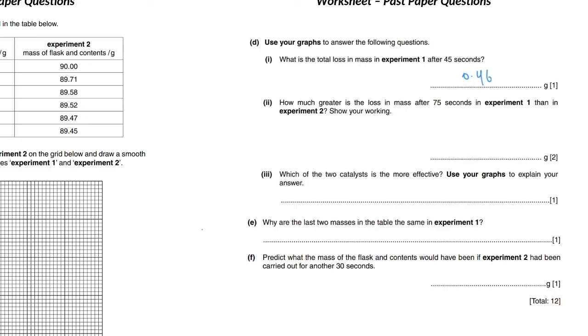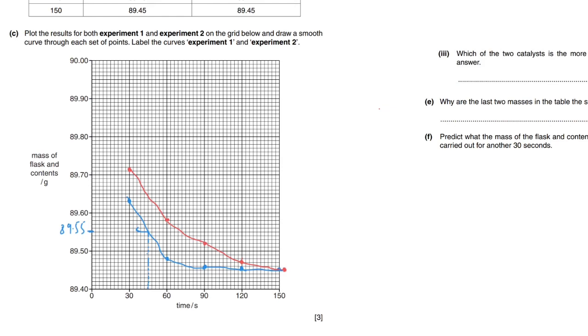So experiment after 75 seconds. Now let's see after 75 seconds. 75 would be right between 60 and 95 here. So this is the line which is edging at here. This is for experiment 1, and if I just extend this line for experiment 2 as well, the line is this one here. This is 89.66 and sorry, 89.55 approximately, and this one is 89.47.